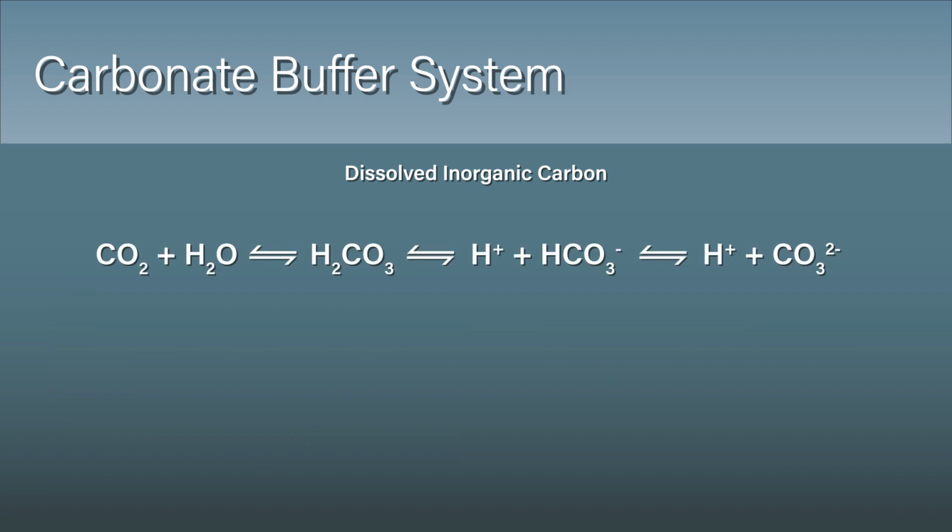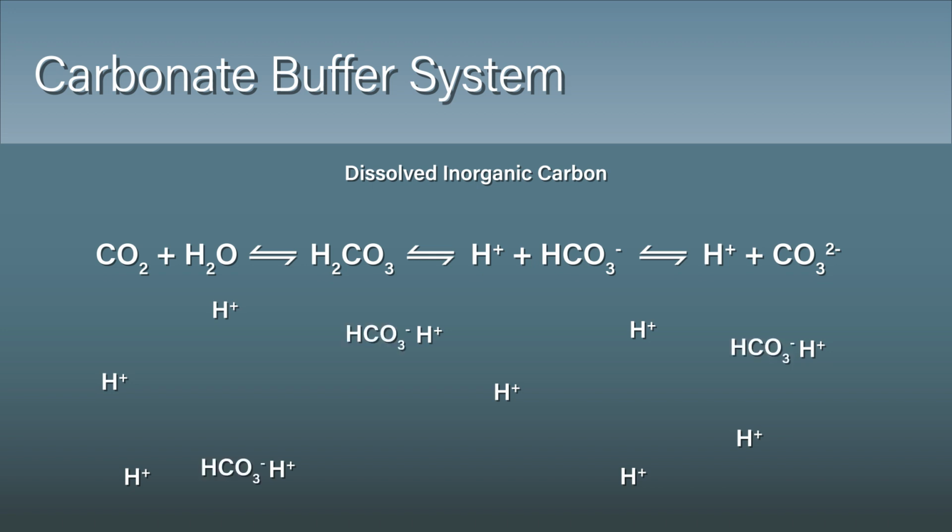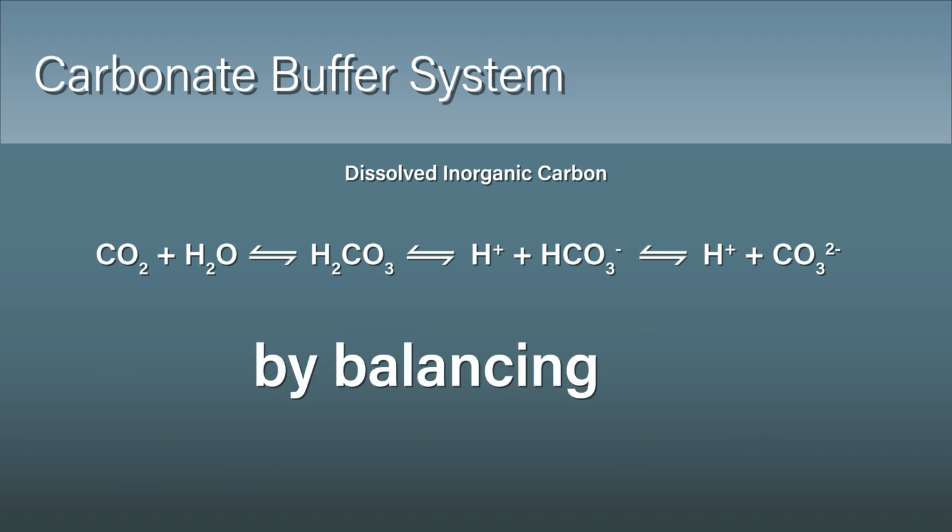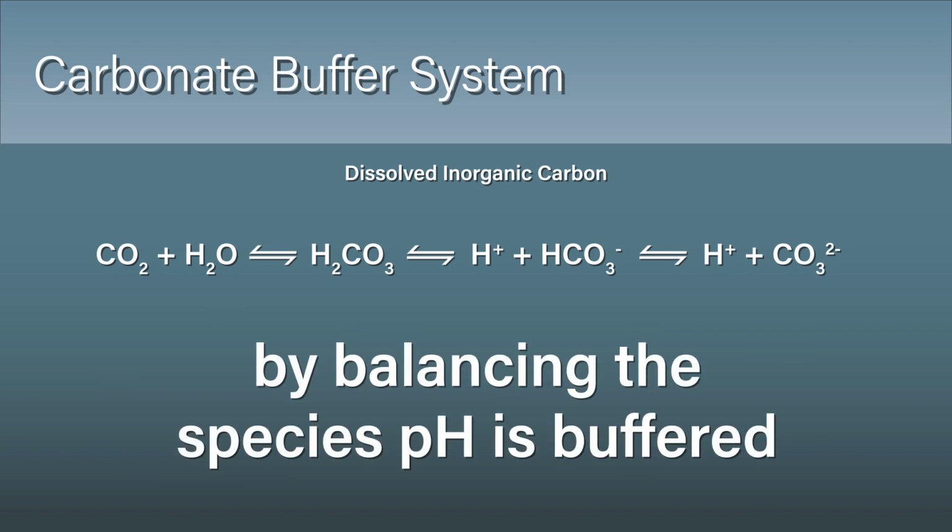This equilibrium reaction is how the carbonate system buffers changes in pH. If, for example, an acid is added to a body of water, there will be an abundance of hydrogen ions. This excess may react with bicarbonate, forming carbonic acid or carbon dioxide to balance the species. By balancing the species, pH is buffered.